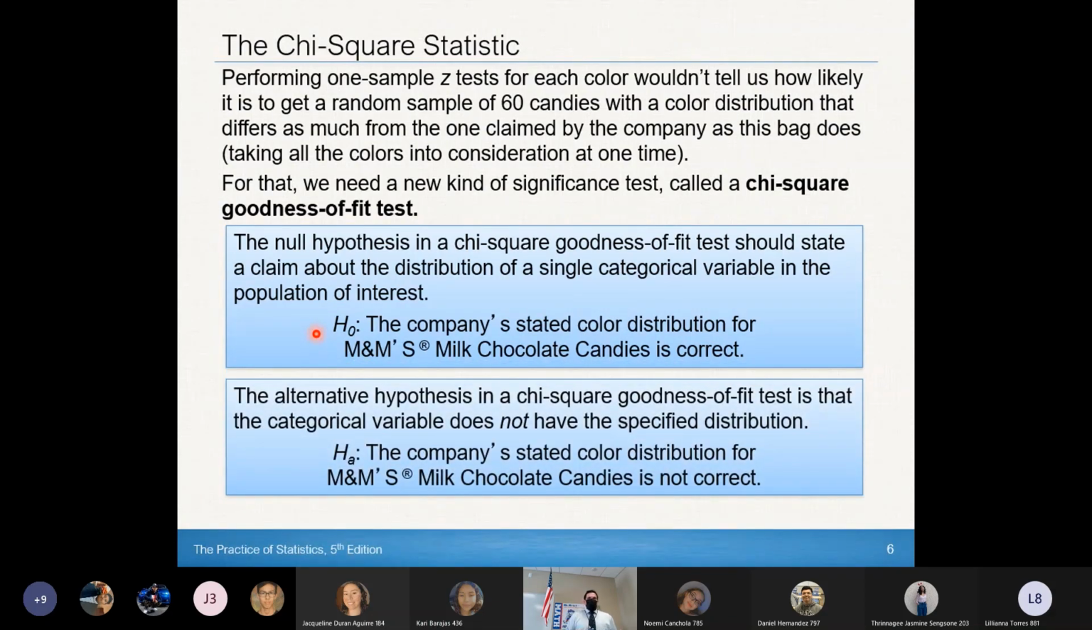The alternative hypothesis in a chi-square goodness of fit test is that the categorical variable does not have the specified distribution, which is as simple as essentially saying the same statement but ending with not correct. Right? It's almost easier to write these types of hypotheses than what we did previously, because we actually don't need to have a parameter defined necessarily. There are fewer steps to writing it. So we get the alternative: the company's stated color distribution for M&M's milk chocolate candies is not correct. So this is how we can write our hypotheses for our goodness of fit test.